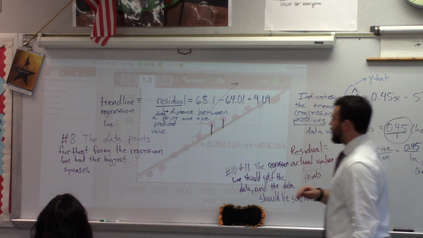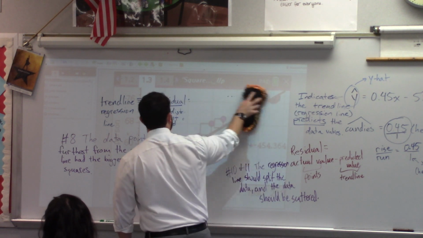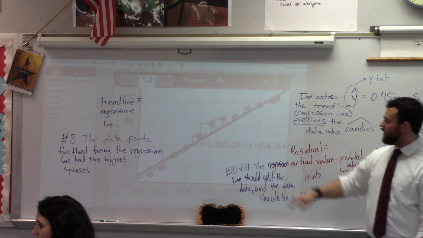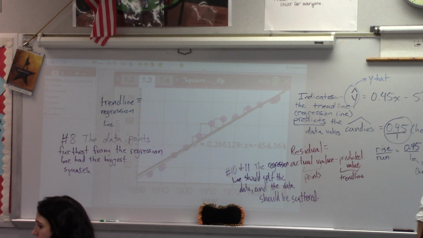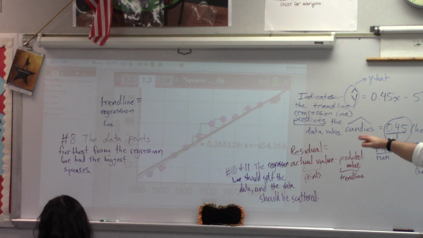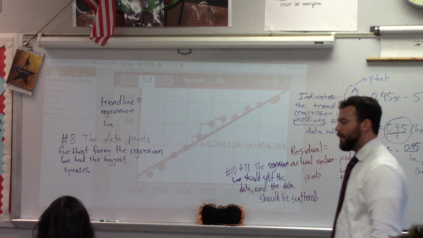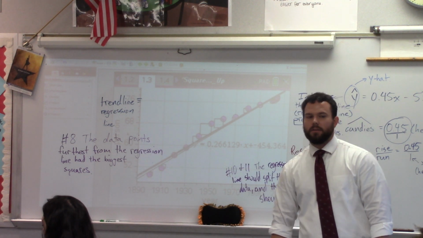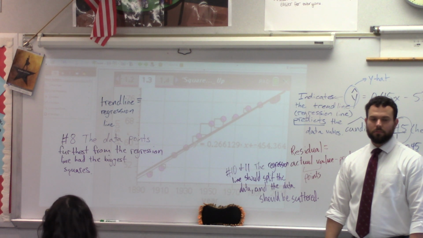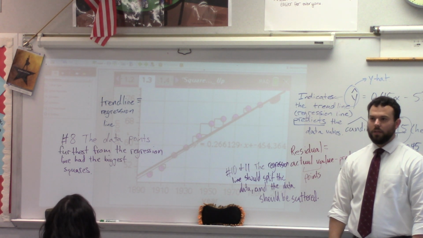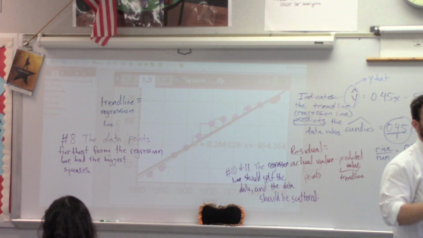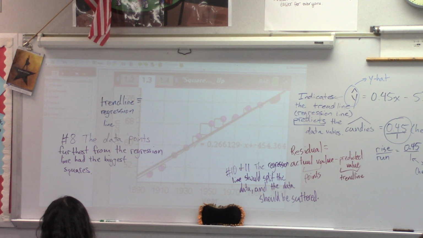Now I want y'all to notice, does anyone have a different equation than the one I have? Y equals 0.266129x minus 454.364. This, y equals mx plus b, okay? This equation is unique. What do you think this equation does to the squares? Makes them smaller. Remember, what do we want our sum of squares to be? Small, okay? Small as they can be.